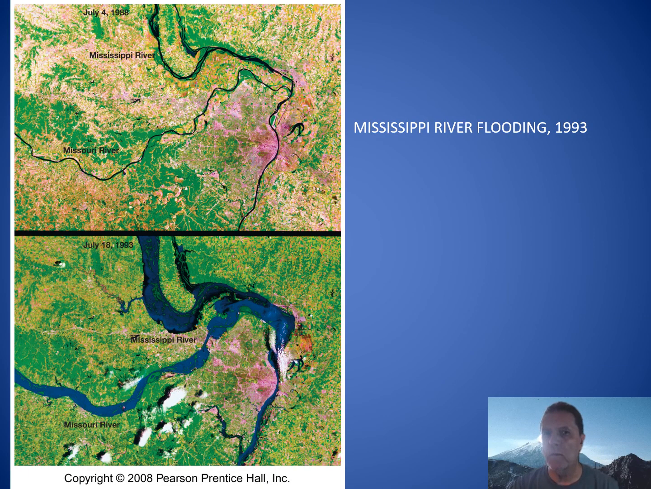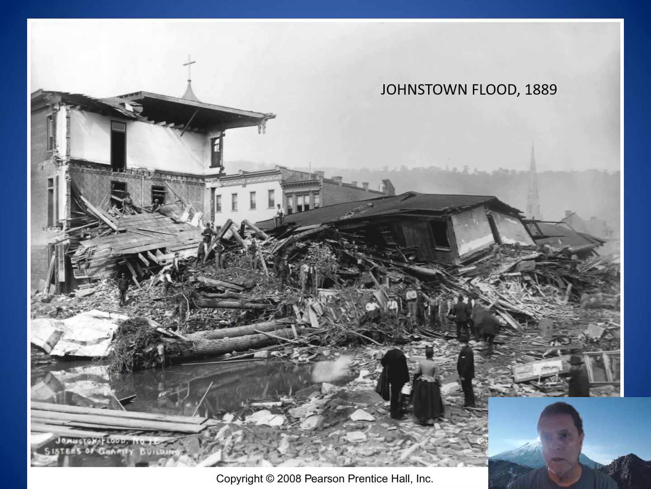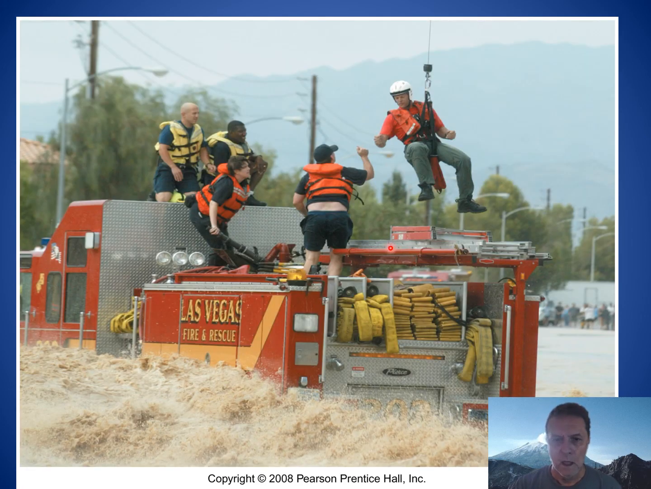Sometimes the flooding and damage, of course, can be fatal. One famous example is the Johnstown flood in 1889, which, as you can see here, is extremely destructive. And sometimes even rescue personnel need to be rescued.